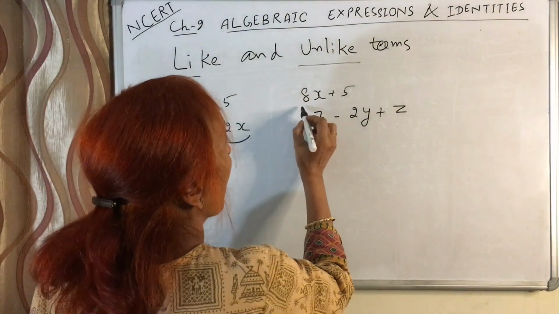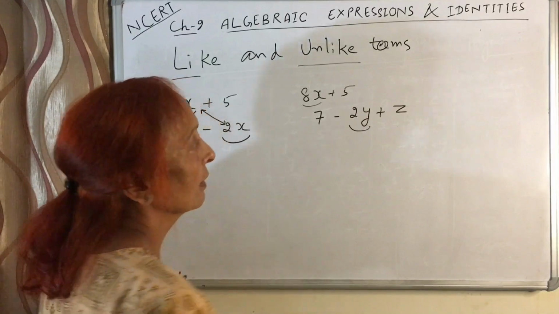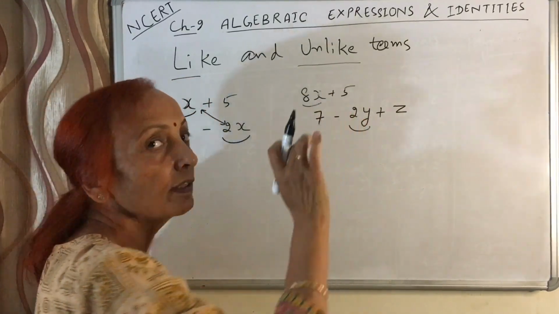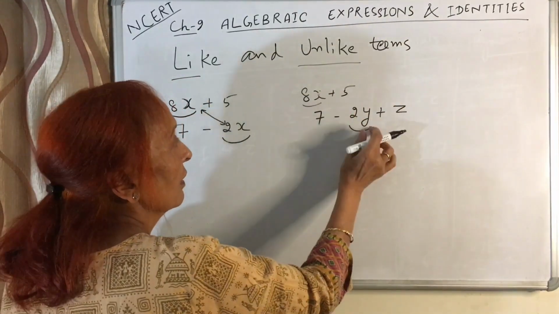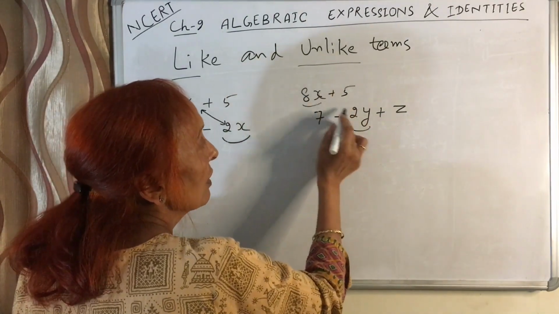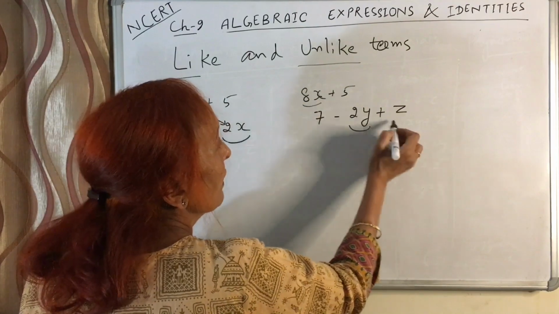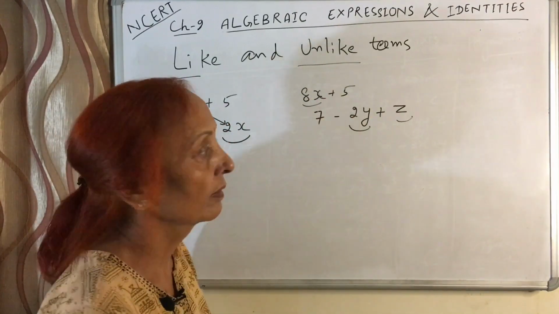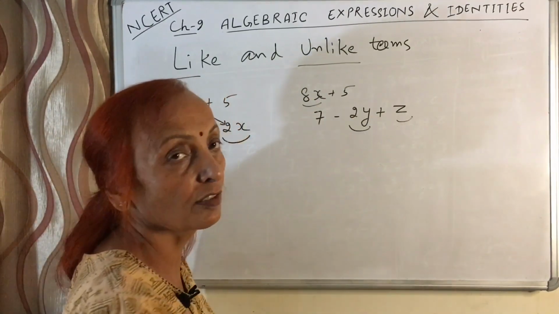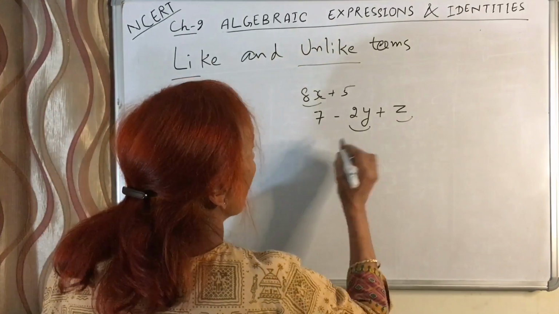These are 8x and 2y. Consider this. Here the variable is altogether different. There it is x and here it is y. So these are unlike terms. 8x and z, these are also unlike terms. 2y and z, unlike terms.